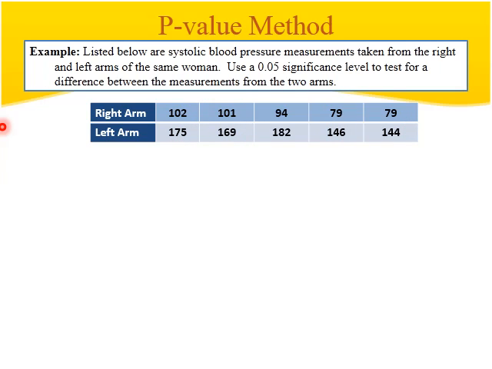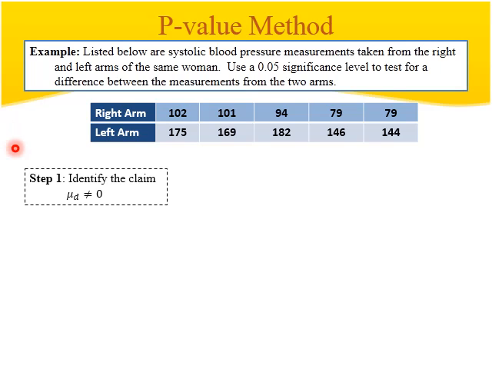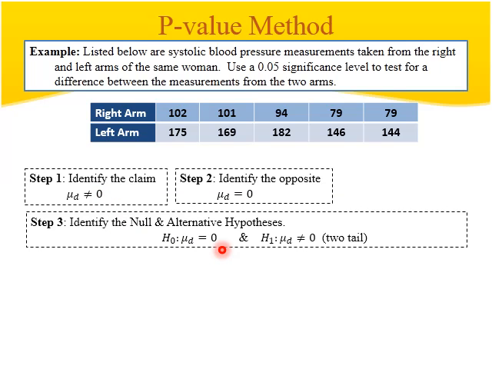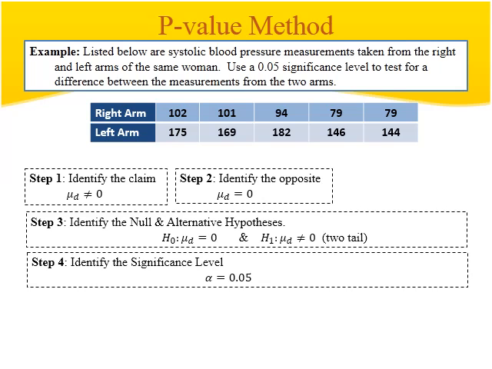So our claim is that there is some difference between those measurements, which means that the population mean difference does not equal 0. There is some mean difference between the right arm and the left arm measurements. Then the opposite is that mu D equals 0. From there we get our null hypothesis and alternative hypothesis, just as we've done before. This tells us that we're dealing with a two-tailed test. Of course, our significance level is 0.05.